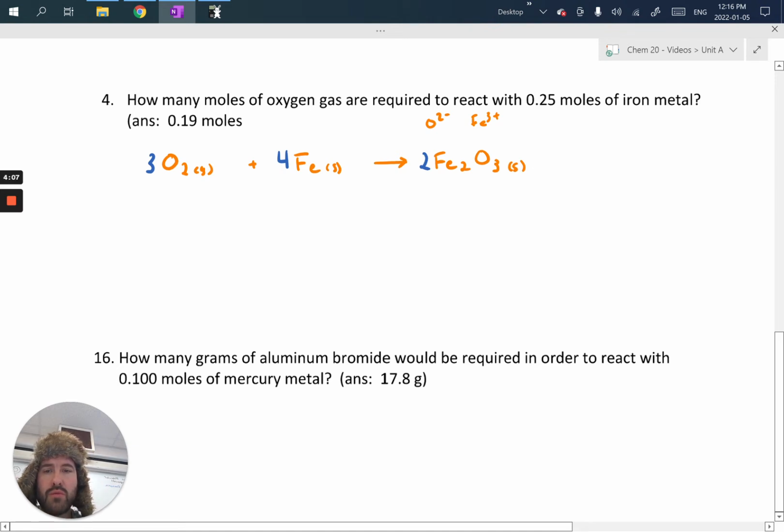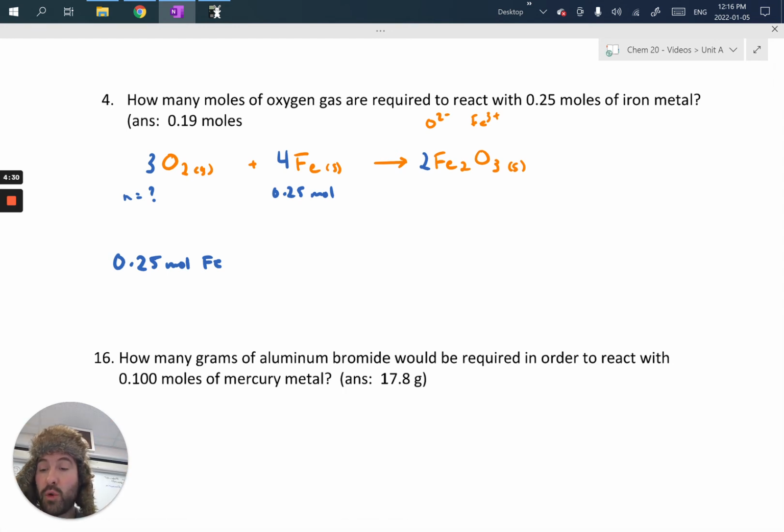Okay. So now I'm going to look to my given information. So I have 0.25 moles of this, and I want to know how many moles of oxygen it's going to require. So that's my required information. So I'm going to start with my 0.25 moles of iron. Now to jump from one substance to another, you have to use your coefficients and your molar ratio between the 2 species. And that's stoichiometry.